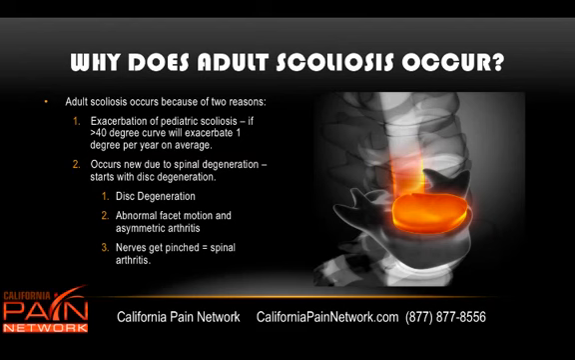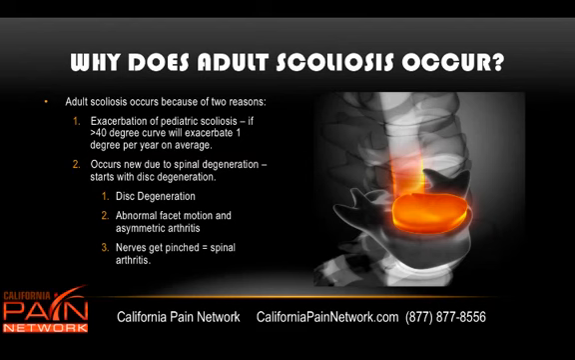Why does it occur? Well, there's a few reasons that we know of. One is if you've had pediatric scoliosis and it was over 40 degrees when you became what's known as skeletally mature, okay, then usually it can get worse at an average rate of 1 degree per year. That doesn't sound like much, right? But let's say you're at 40 degrees and you're 15 years old, or let's say 20 years old, and then 40 years go by, by the time you're 60, that curve could be 80 degrees. Okay? So it does add up.